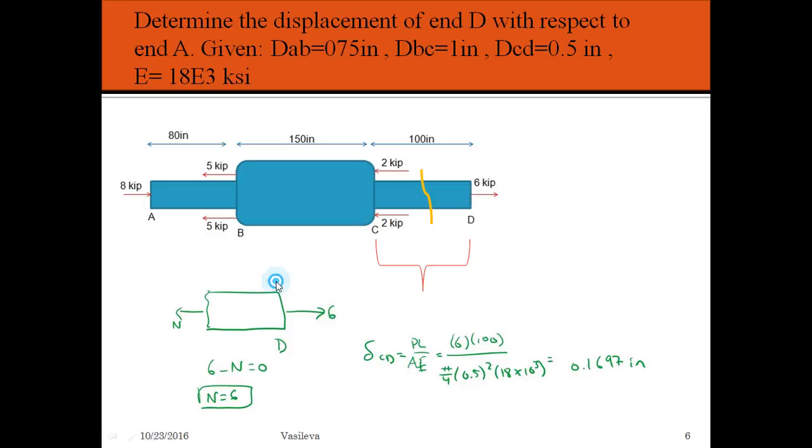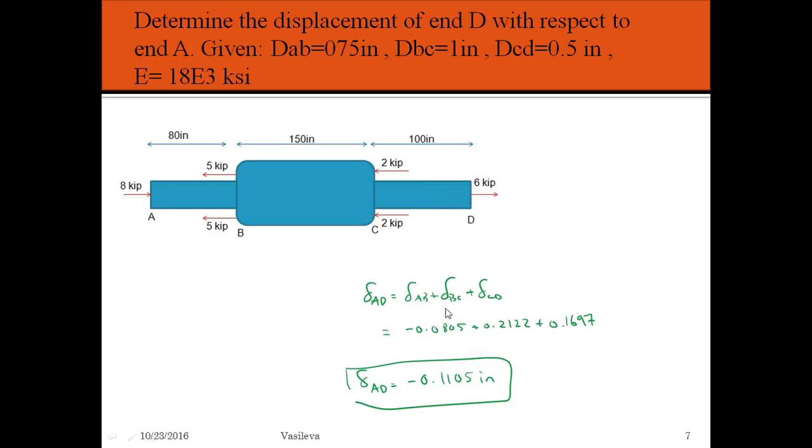And in the end, to find my overall displacement, I just sum all of the sections that I just found, and I end up with displacement of D with respect to A being -0.1105 inches. So that's a pretty simple example, pretty straightforward, getting you into the hang of it.